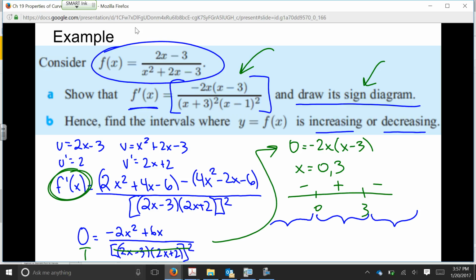All right. So hopefully that helped you out with understanding how to determine whether functions are increasing or decreasing using derivatives.